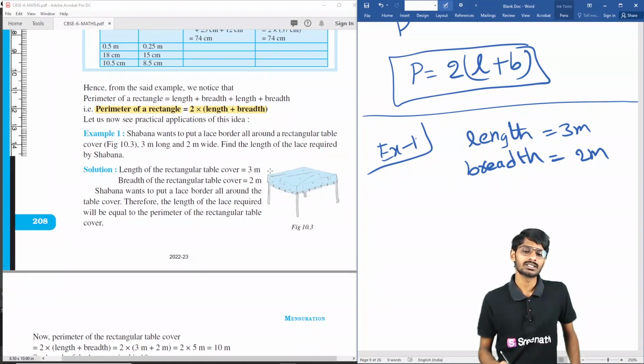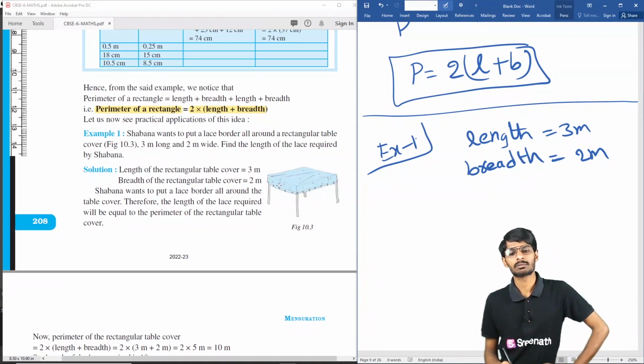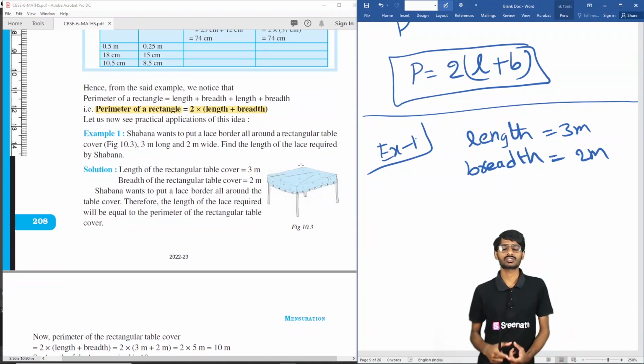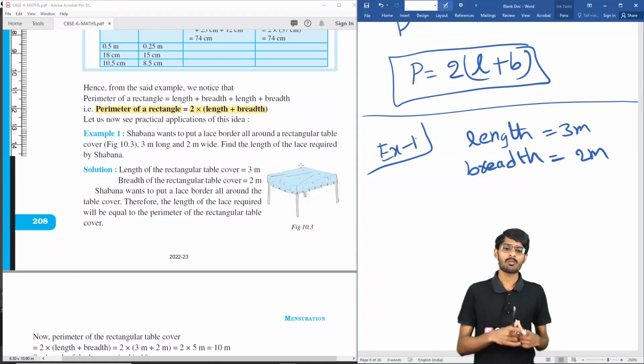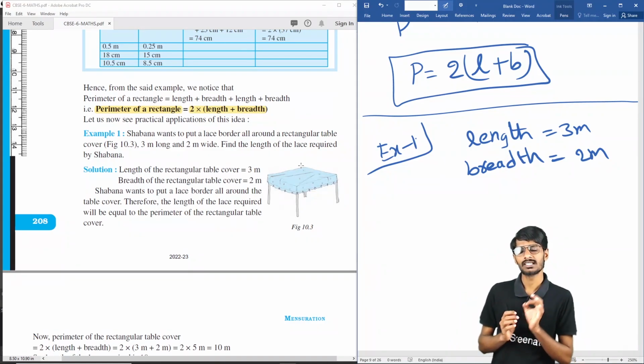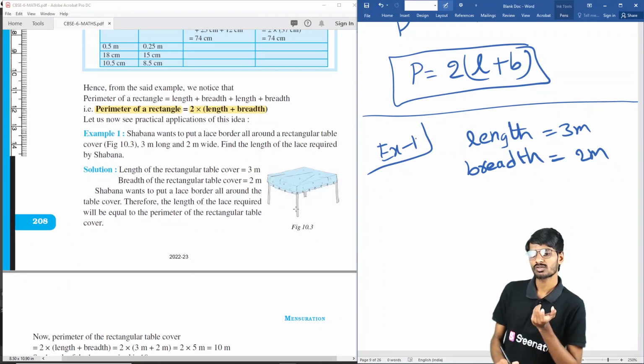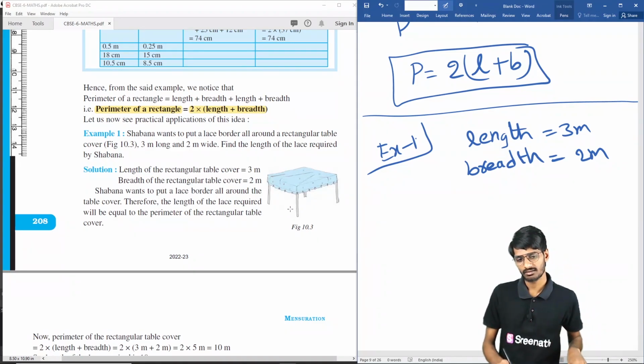Find the length of the lace required by Shavana. So she has to cover the whole table with the lace. So how much lace does she require? For that we have to find the total perimeter of this table. If you find the total perimeter, you will know how much length of lace you require. First thing is you have to find the perimeter of the table.